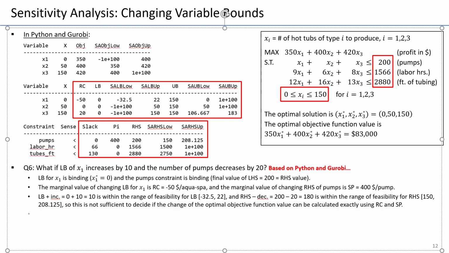If we were to just increase the lower bound of x1, we know what happens. Reduced cost can be applied because we're within the range of feasibility. If we just change the right-hand side of the pumps constraint, again, we know what happens. You can use the shadow price because we are within the range of feasibility. But when you change multiple bounds or right-hand sides, so this right-hand side is also like an upper bound on this function, we need to use the 100% rule to know if the change can certainly be calculated exactly.